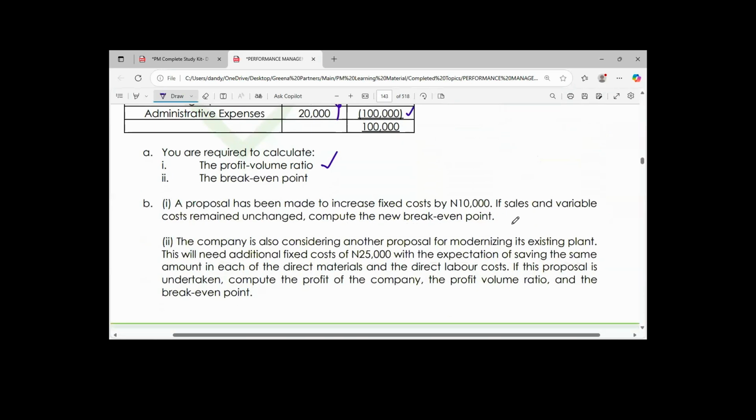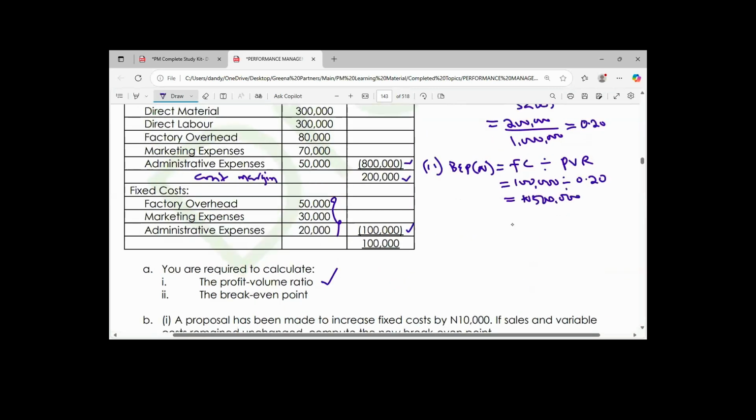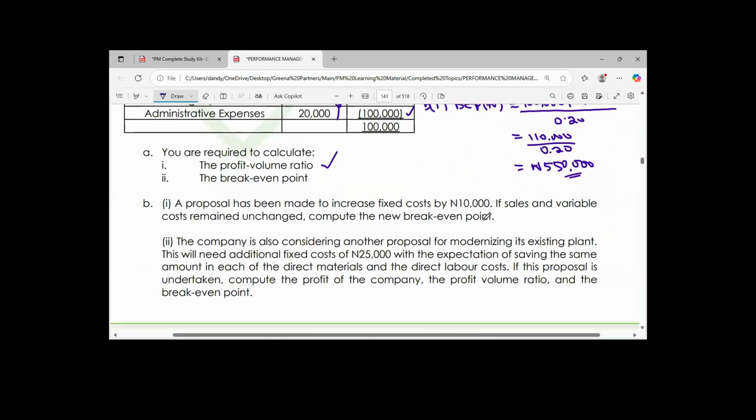Then number B, you are told that a proposal has been made to increase fixed cost by 10,000 naira. If sales and variable costs remain unchanged, compute the new break-even points. So fixed cost has changed. B1, break-even points in naira if fixed cost increased by 10,000 naira. The original fixed cost is 100,000 naira, so it has increased by 10,000, giving 110,000, divided by the PVR of 0.20. What do you have? 550,000. That answers that.